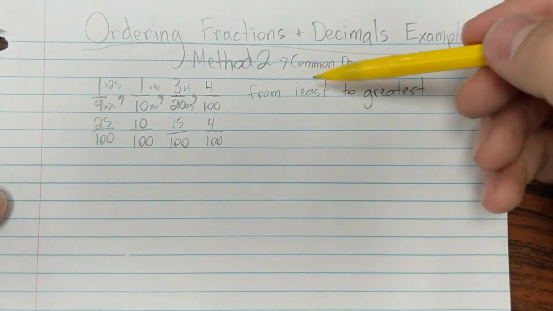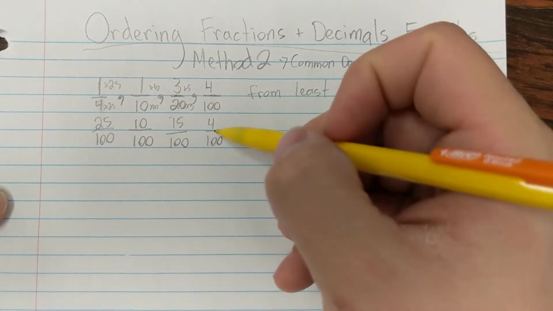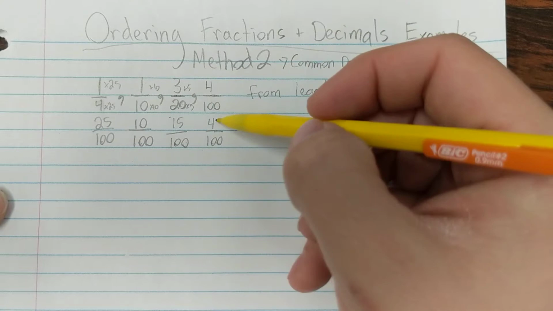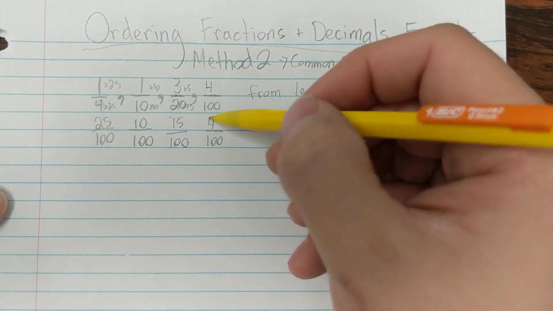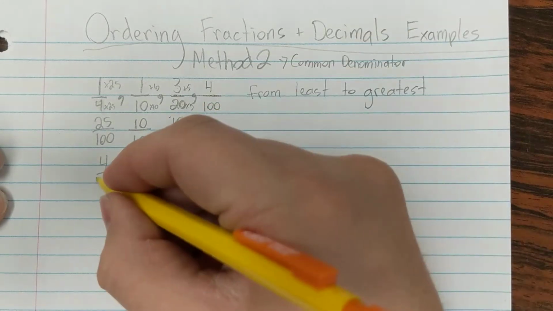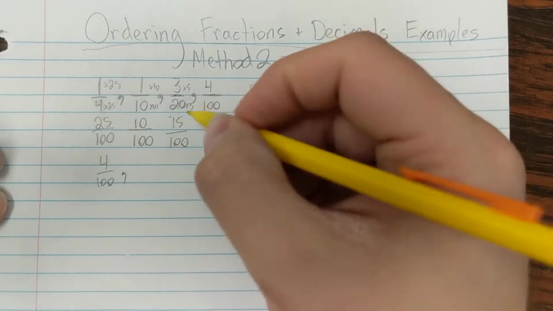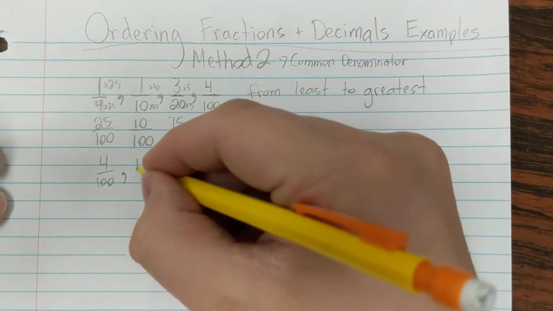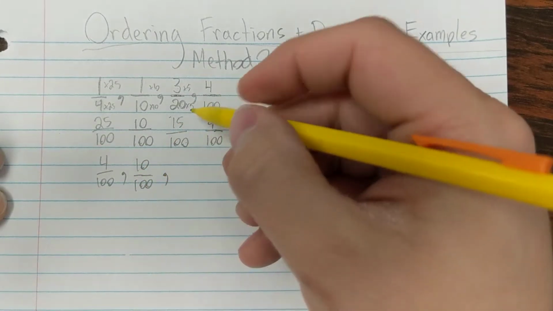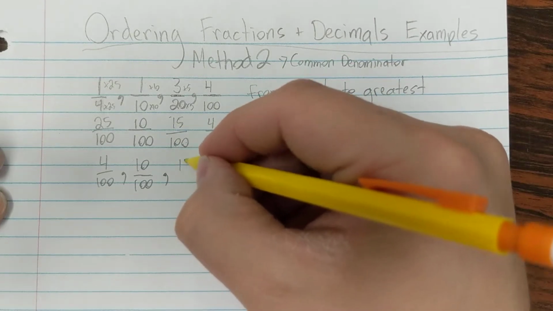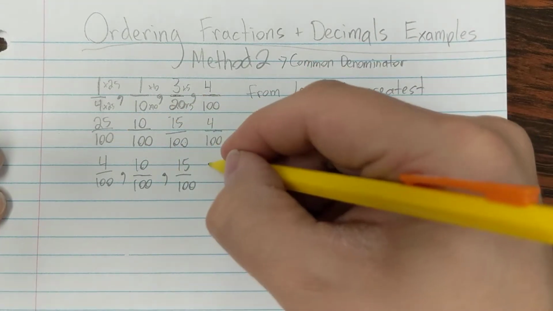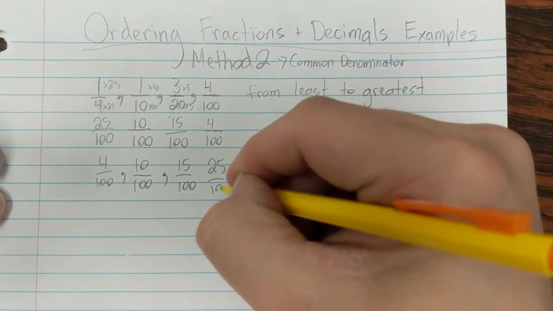Now, organizing from least to greatest should be pretty easy. Now that we have the same denominator, we just have to compare the numerators. Whichever has the least, we're going to put first. So 4 over 100. Then the next least would be 10 over 100. The next one after would be 15 over 100. And 25 over 100 is our last one.